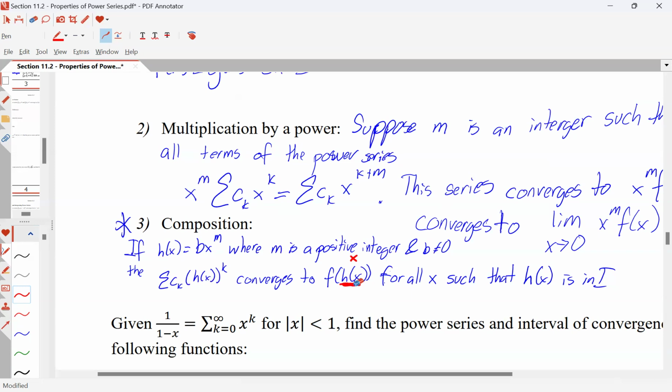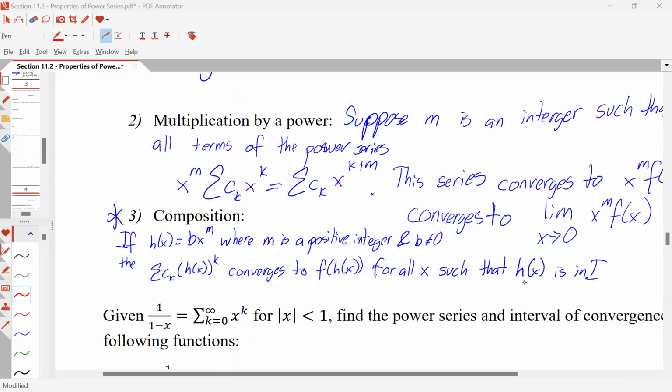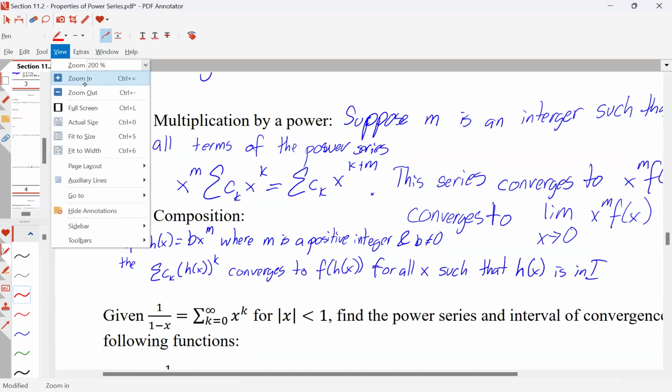Second thing is that the interval is potentially going to change.